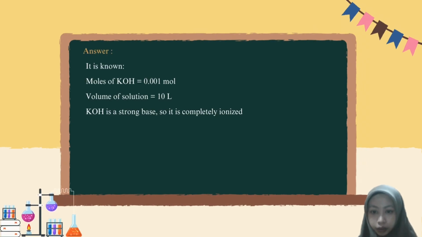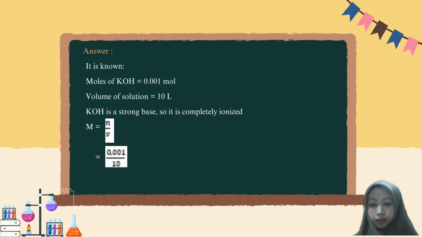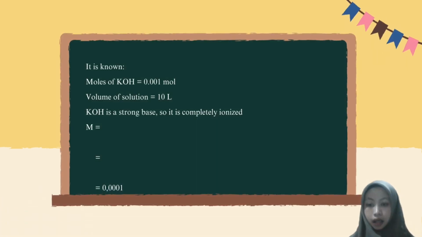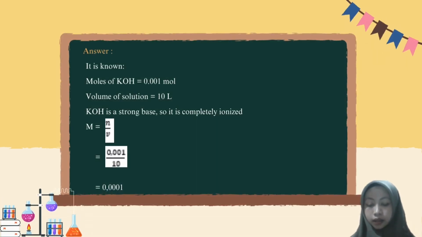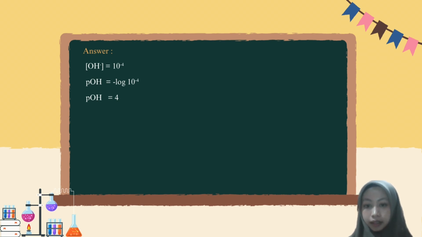Answer: it is known moles of KOH is 0.001 mole. Volume of solution is 10 liter. KOH is a strong base, so it is completely ionized. M equals n divided by V equals 0.001 divided by 10 equals 0.0001. Next, concentration of OH minus equals 10 to the power of minus 4.